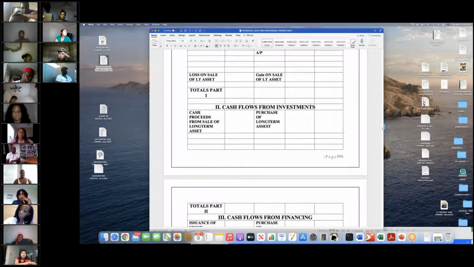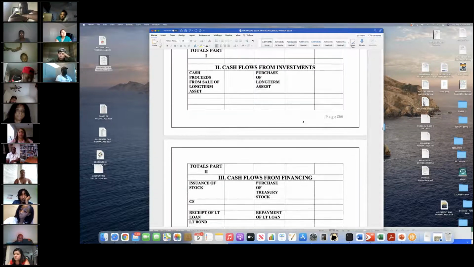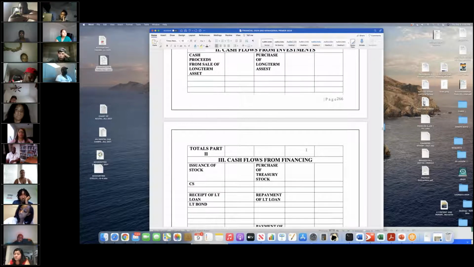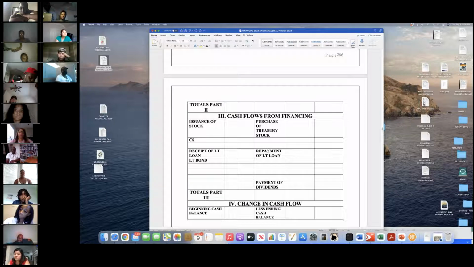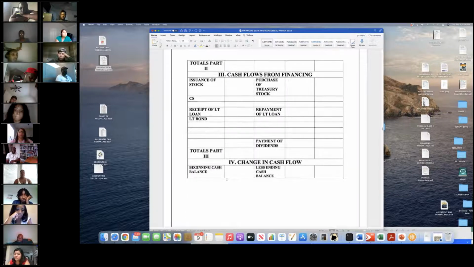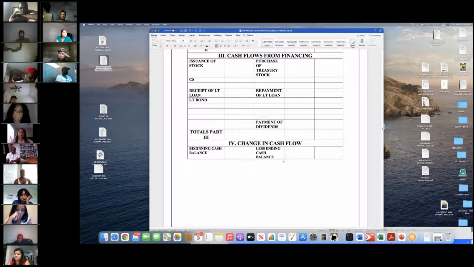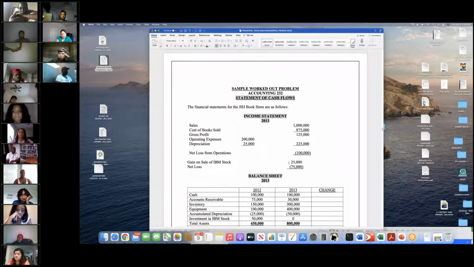We would prefer part two to be negative, which shows your company is expanding. So you had enough cash here to expand. You also had cash to repay long-term loans and pay dividends, and you had cash left over. So let's look at how we're going to make the calculation with this example.